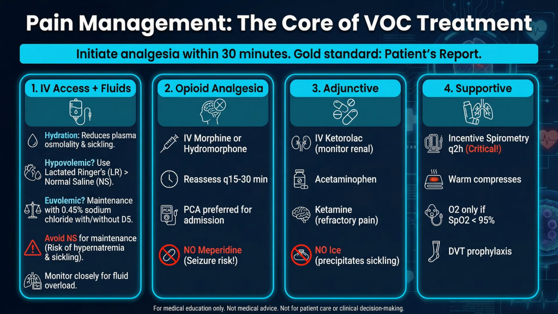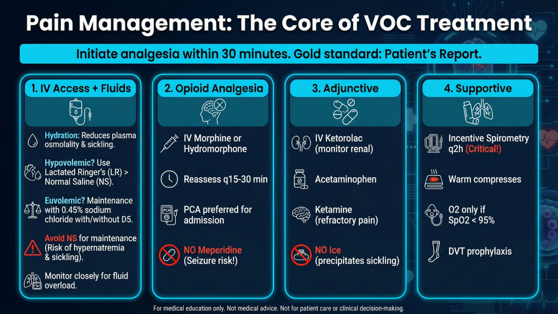Second, opioid analgesia. Intravenous morphine or hydromorphone are the mainstays. Reassess pain every 15 to 30 minutes. For admitted patients, patient-controlled analgesia is preferred. And a critical point, never use meperidine. It has a toxic metabolite that lowers the seizure threshold and is contraindicated.